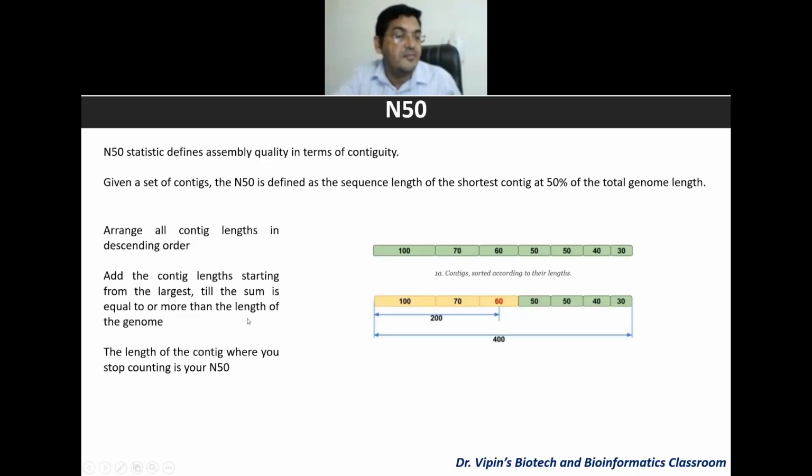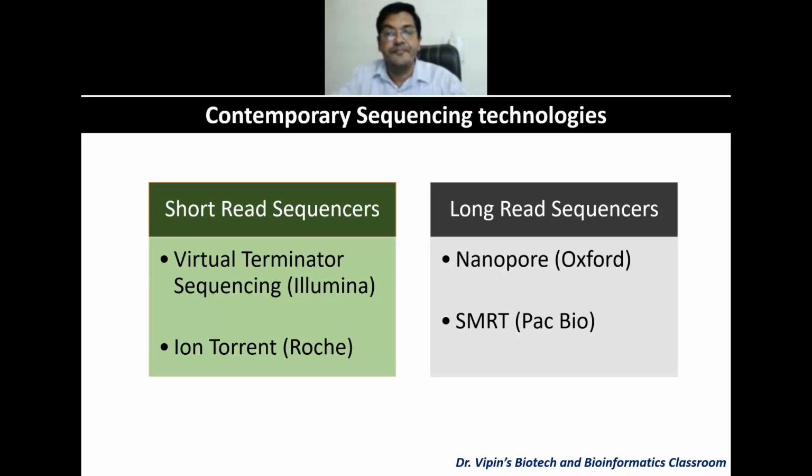I'm sorry, there's something missing here. The length of the contig where you stop counting is your N50. So this is where your N50 is, the length of the contig. So 60 is your N50 here. Remember, it is the length of the contig that we're talking about as an N50 value.